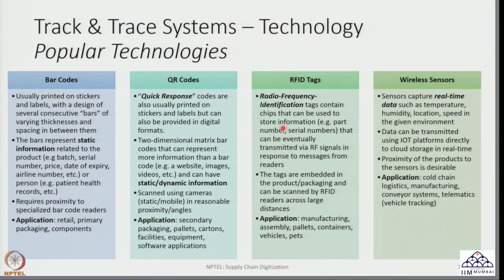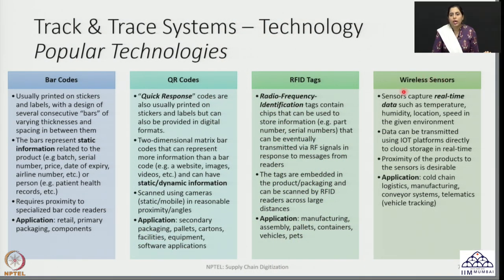The last example that I'm picking up for technologies that are popularly used are wireless sensors. If we want to capture information in real time, let us say I am interested in knowing what is happening to a certain product during transportation. Is it undergoing huge spikes in temperature, spikes in humidity? I would be interested in knowing what is happening to that particular product, not just what was happening to that product at a specific point in time.